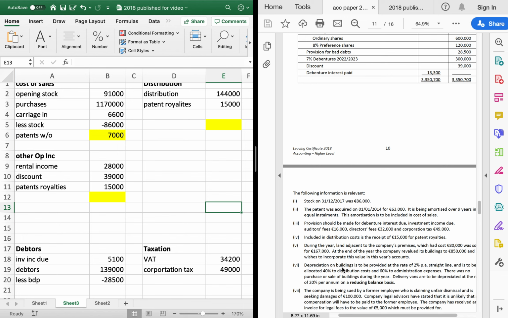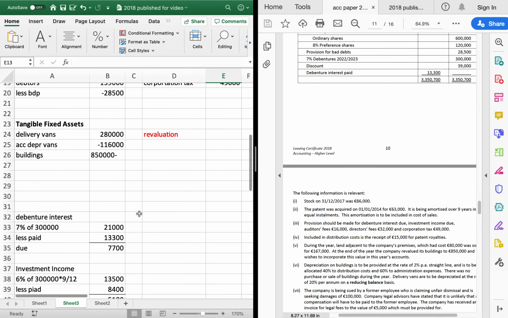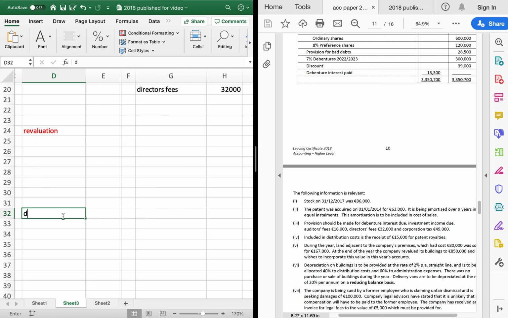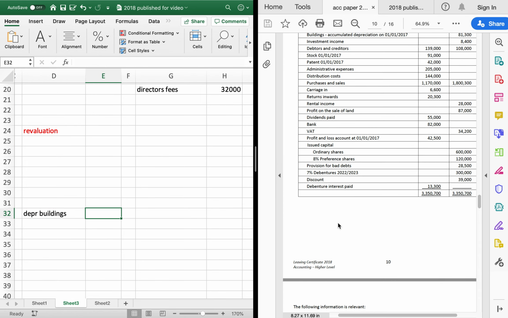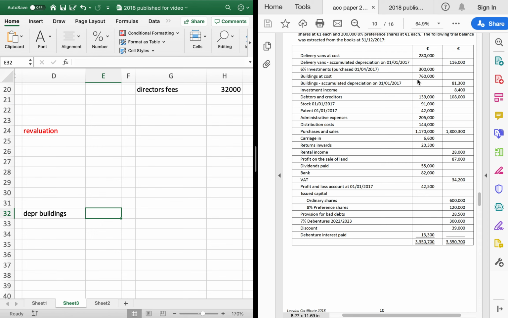Depreciation on buildings is to be provided at 2% straight line. So I'm going to do a little working on this, not for any great reason, but you don't have to do it as a working. So it's depreciation of buildings. Now buildings is this 760, so it's 2% of the 760,000, which is 15,200.